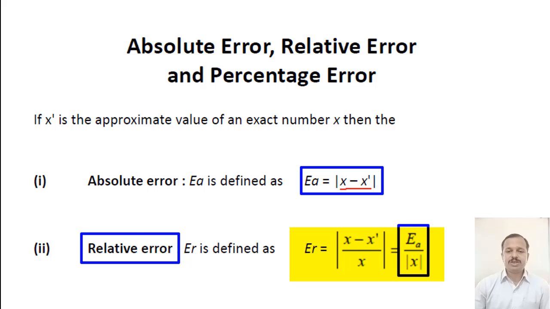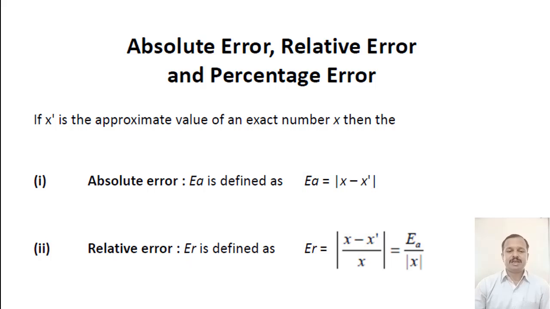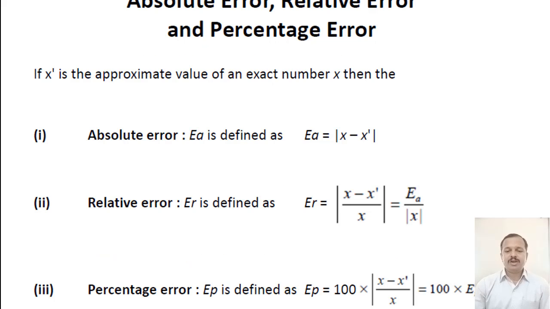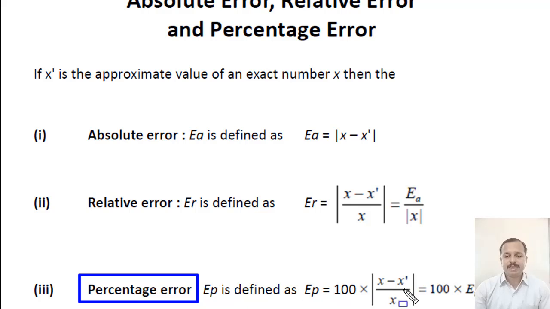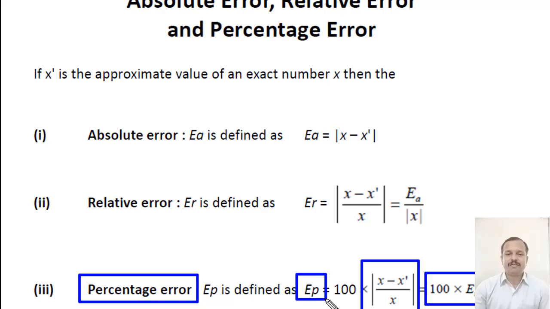Now we shall see what is meant by the percentage error. Relative error into 100. So we are defining the percentage error. So how to define the percentage error? Percentage error is 100 times of the relative error. We have to first find out what is meant by the relative error by using this definition, and we have to multiply 100 to that answer. That gives us the percentage error. So these are the definitions of error and three important types of errors.